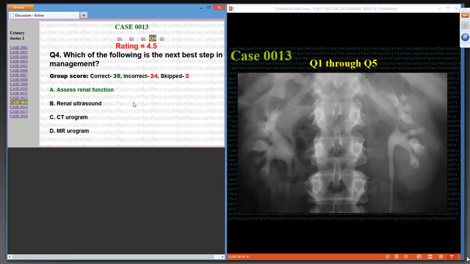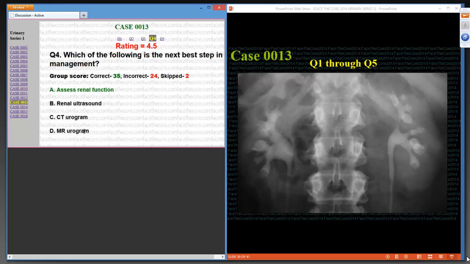And which of the following is the next best step in this management? You want to assess the renal function. You want to know how this patient is functioning. One would have hoped that renal function was looked at before, but if it's a young patient, you may not have done creatinine before. But once you have seen that, you need to do renal function. Renal ultrasound is not going to tell you anything.